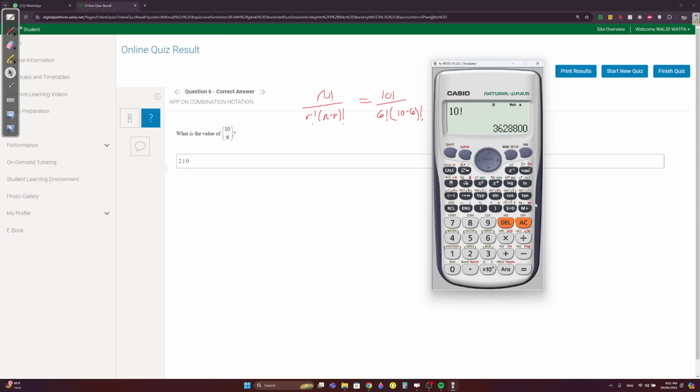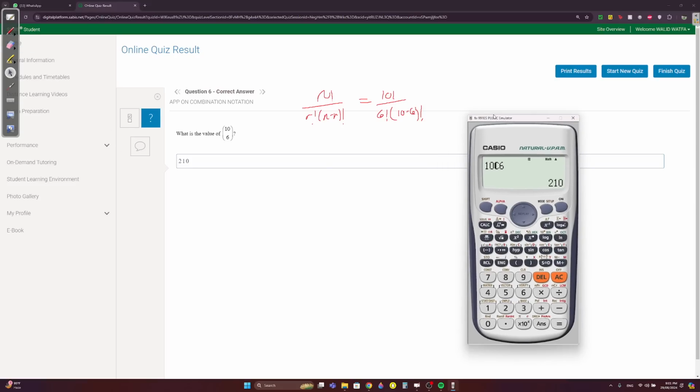10 factorial over 10 factorial. Or no, you don't even have to write this down. You can just write 10C6. With these combinations, remember, you can just write 10, shift divide to get the C6. See, 10C6 is 210. But if you were to solve this on paper, you can simplify this.